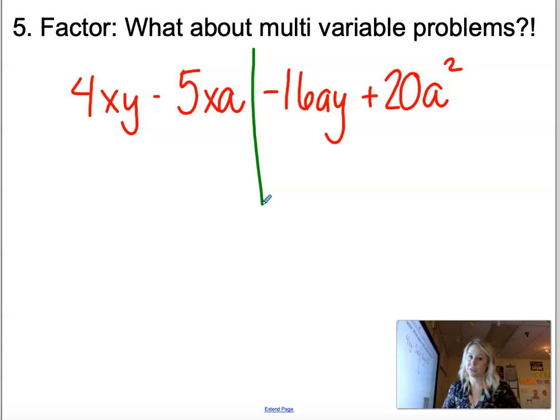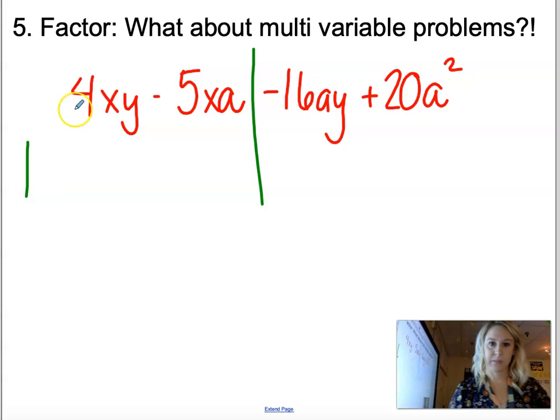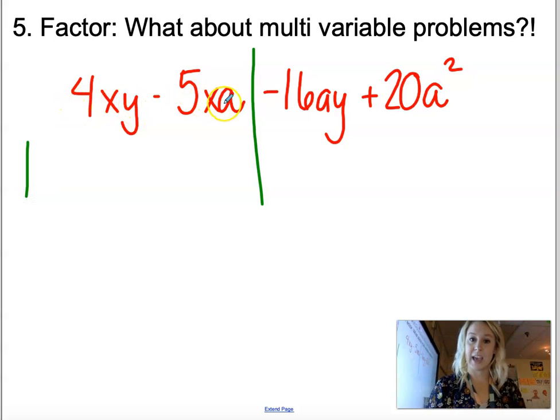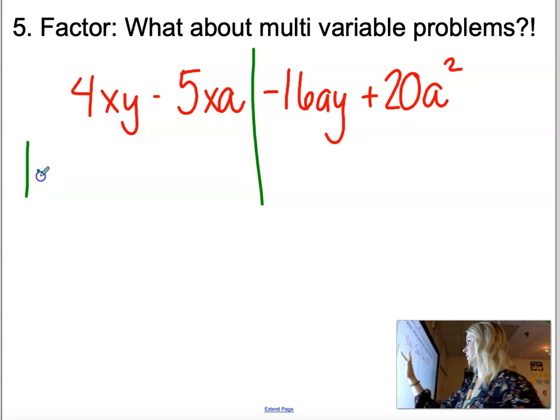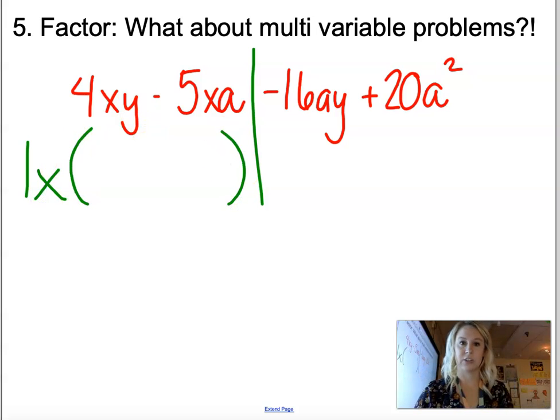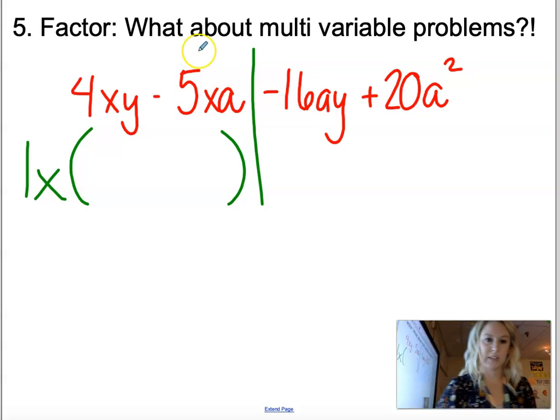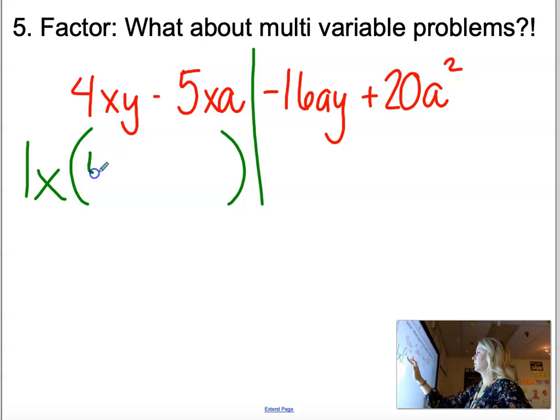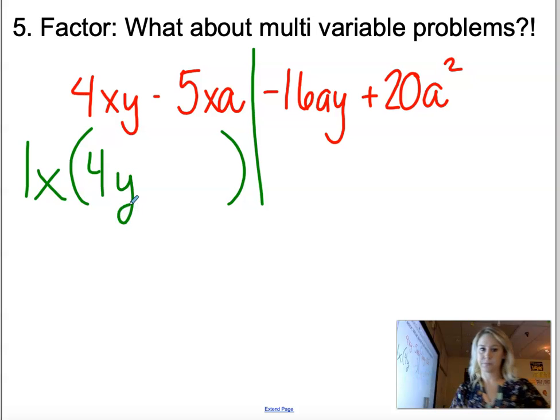So I'm going to look at my first 2 terms. A 4 and a 5 have nothing in common other than a 1. So if you want to put a placeholder of a 1, we can. Out of an xy and an xa, they both have an x, so I'm going to take out an x. I'll leave it as a 1x. All right, so I'm going to divide. 4 divided by 1 is 4. I had an x, I took it away, nothing there. That y needs to drop down.